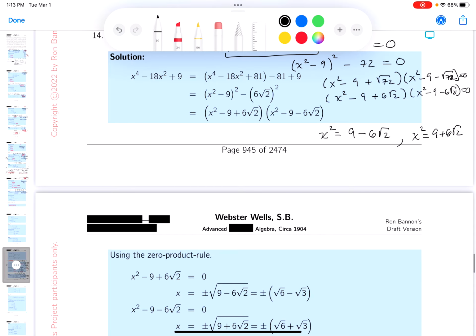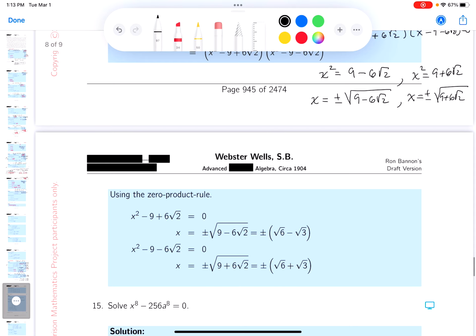Well, I've got to do the square root, right? So what's x going to be? x will be plus or minus the square root of 9 minus 6 root 2. This one is x equal to plus or minus the square root of 9 plus 6 root 2. Well, it's a nested root, and I want to take care of it. I'm going to do one at a time. I want to do this guy first. I'm going to just assume I can do it. Let's write this down.